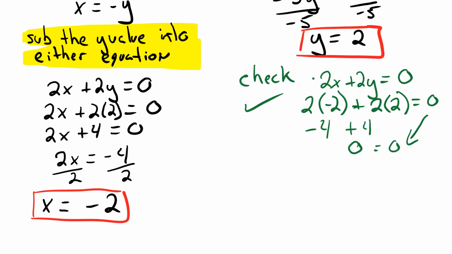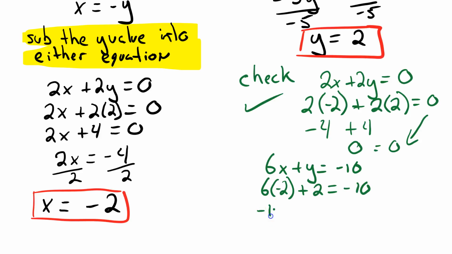But of course, we talked about this already. We need to do both equations to make sure it works perfectly. So the second equation is 6x plus y equals negative 10. 6 times negative 2 plus 2 equals negative 10. Negative 12 plus 2 is negative 10. And yes, negative 10 equals negative 10. So I've got a good check right there. So I've done the work. I've checked it. I know that answer is 100% accurate.